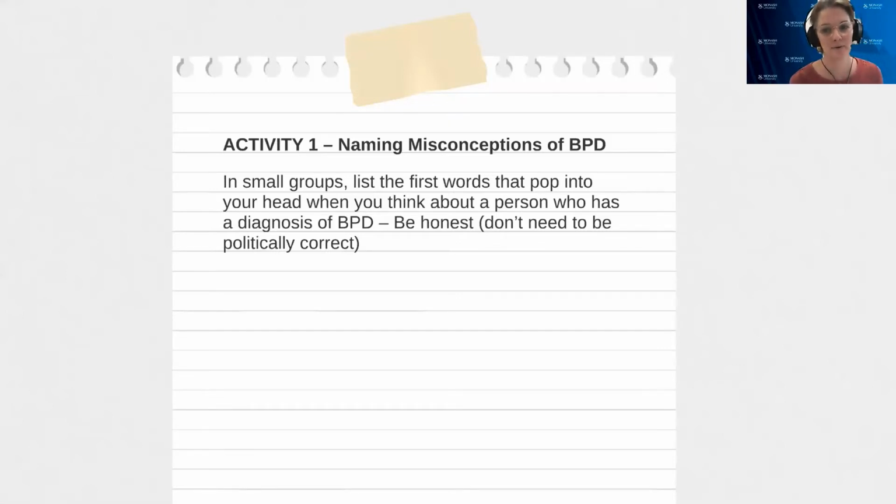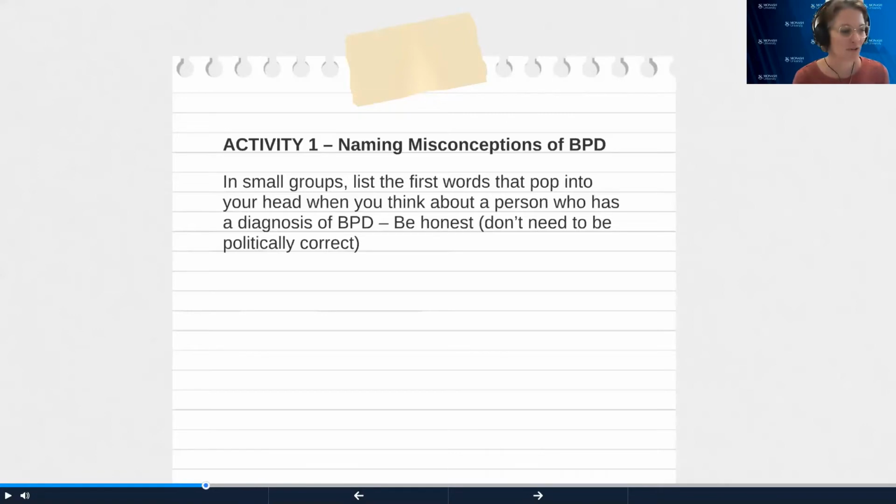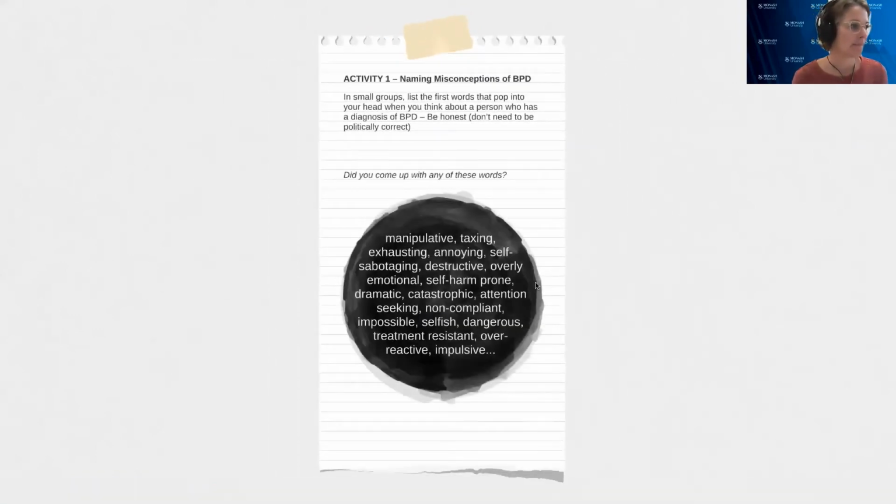So manipulative, yeah, complicated, confusing, challenging, demanding, difficult, yeah, unhappy, fearful, confronting. That's great. Thank you for sharing all those. So just coming up with the words, splitting, need to walk on eggshells. Good. So it's not surprising that these types of words come up. Like we have manipulative and taxing, self-harm, catastrophic, attention-seeking, treatment-resistant, overreactive, impulsive.